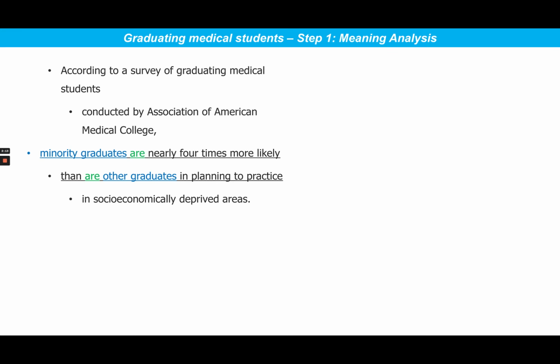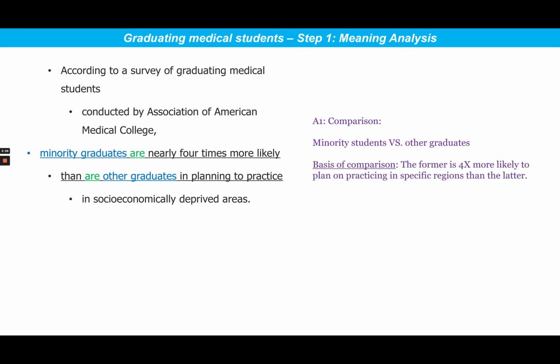Okay, so minority students are 4 times more likely than other graduates to plan on practicing in specific areas, which is socio-economically deprived areas. That means poor areas. So summing it all up, we can understand that this sentence presents a comparison between minority students and other graduates. And on what basis have they been compared? The basis of their comparison is that minority graduates are 4 times more likely to plan on practicing in specific regions than are the other graduates. So the way the sentence is written, it presents the intended logical meaning very, very clearly.